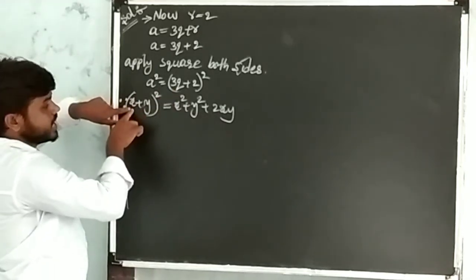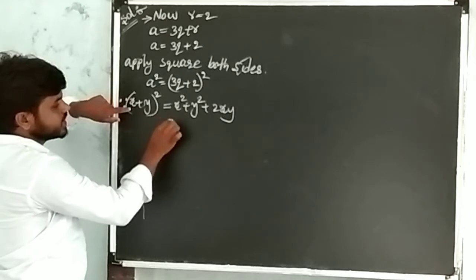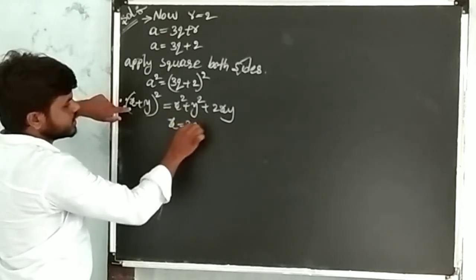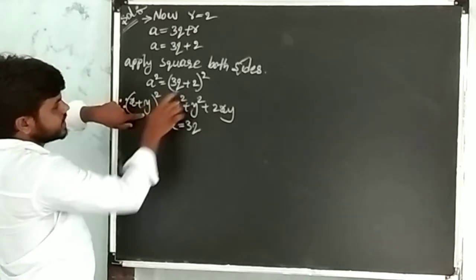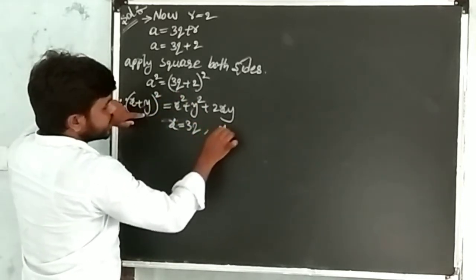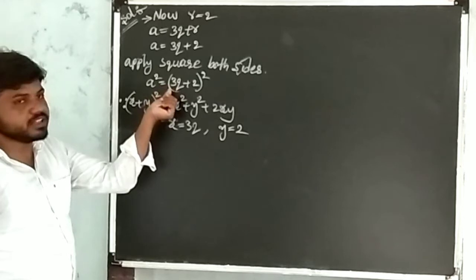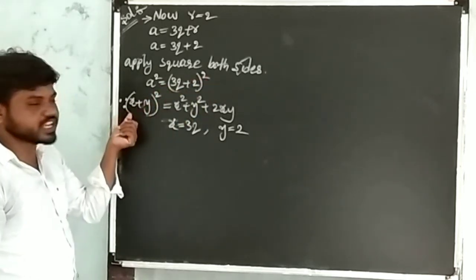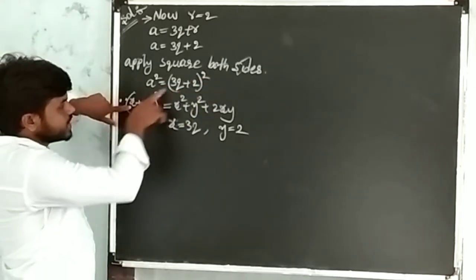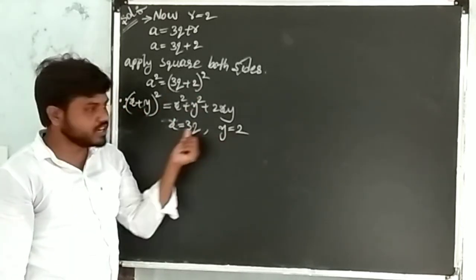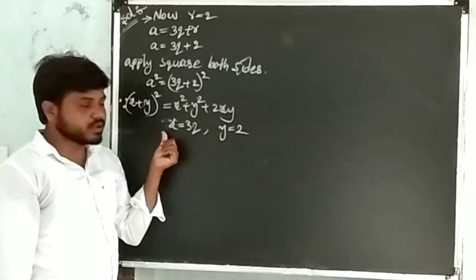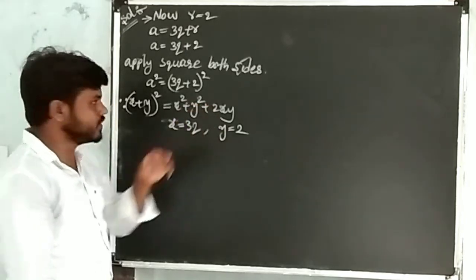Compare these two. X equals 3q, and the y value is 2. When you compare (3q plus 2) whole squared with (x plus y) whole squared, the x value is 3q and the y value is 2. Substitute these x and y values in the formula.